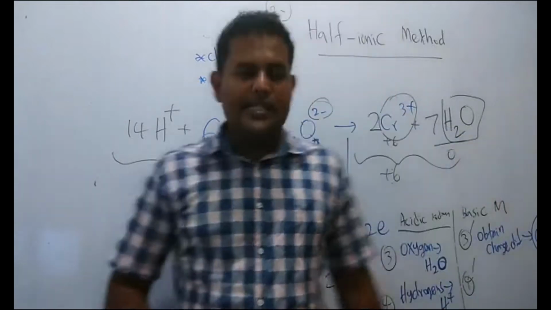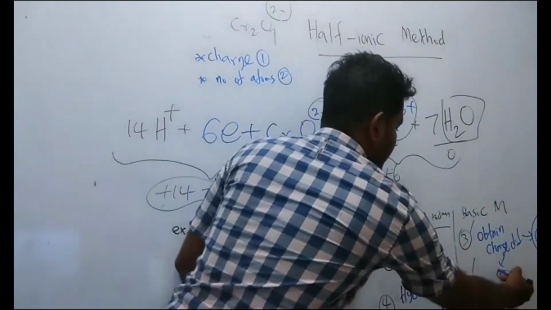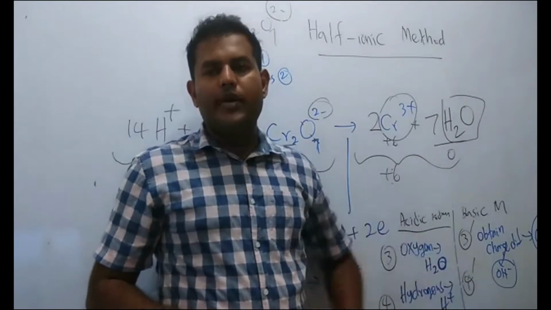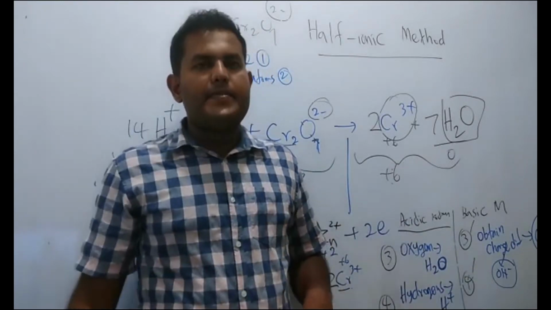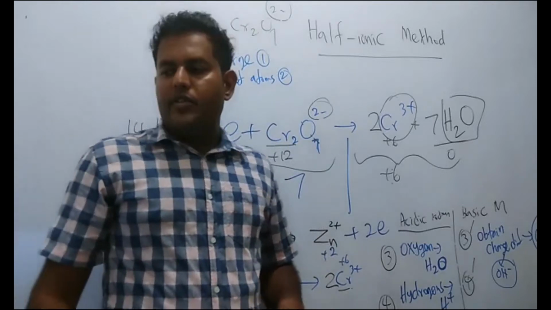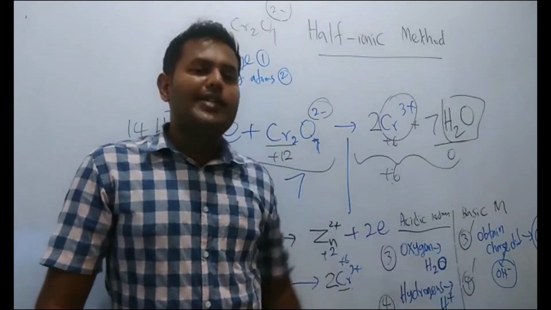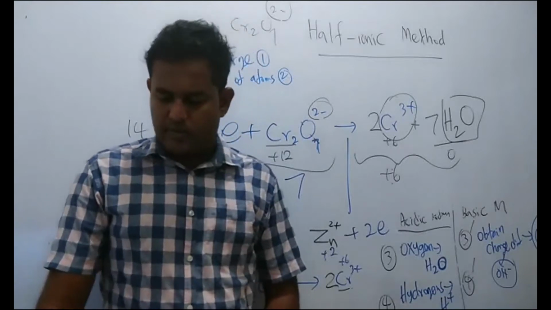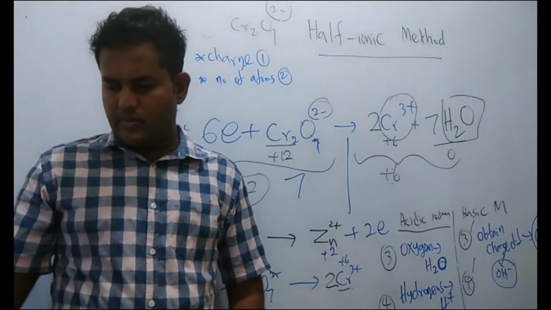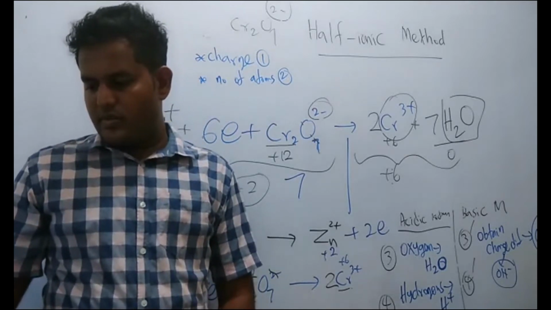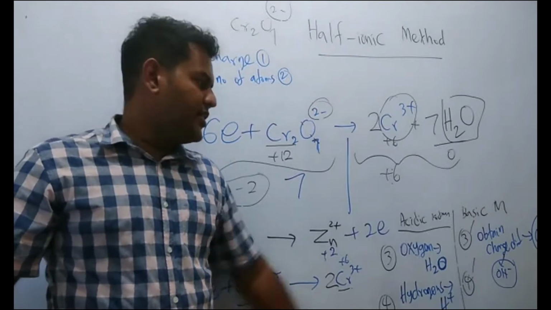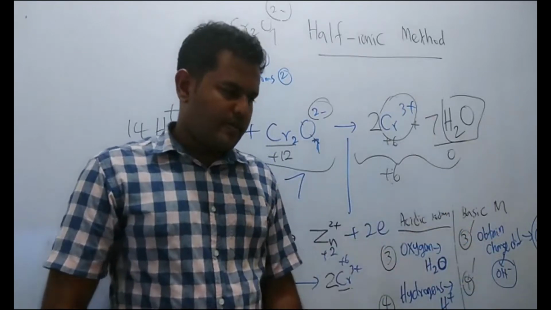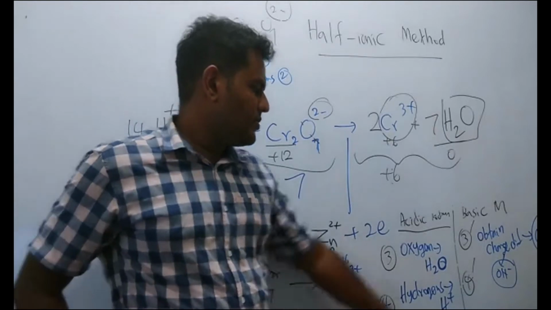Obtain the charge difference and balance it using the relevant number of OH minus ions. Number 4.